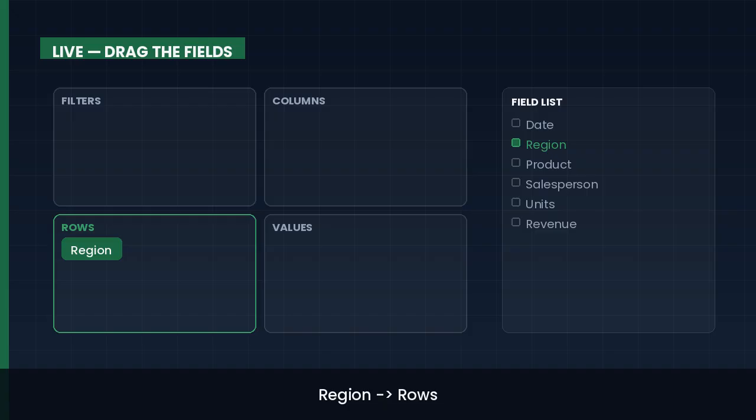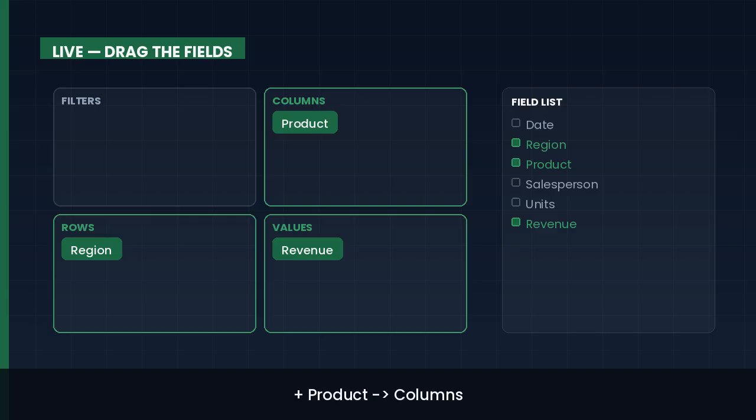Let's drag region into rows. Instantly, every region appears as its own row. Now revenue into values, and Excel sums it by region automatically. Want to break that down further? Drag product into columns, and now you've got a full matrix: region down the side, product across the top, revenue in every cell. And if I want to filter this whole report down to one salesperson without deleting anything, that's what the filters box is for.